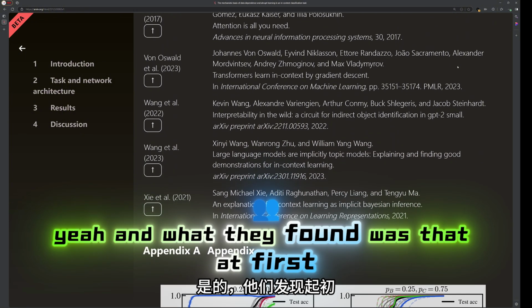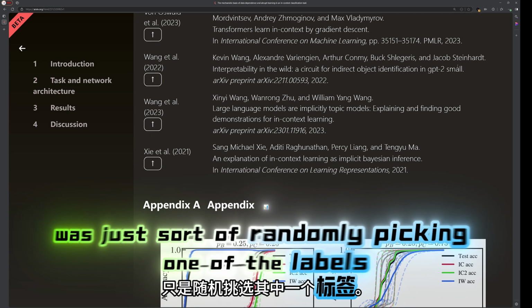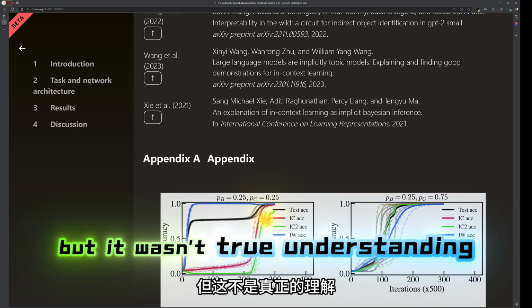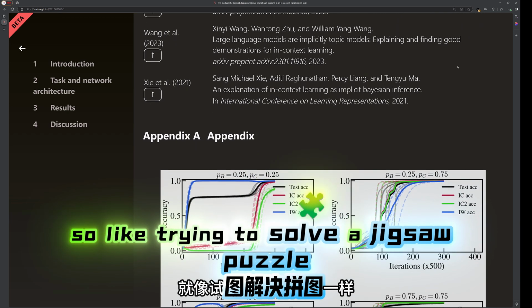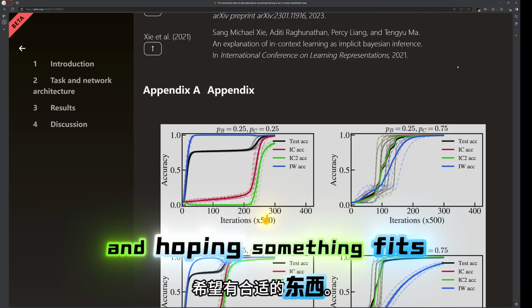Yeah, and what they found was that at first the AI was just sort of randomly picking one of the labels. So it was better than random guessing, but it wasn't true understanding. So like trying to solve a jigsaw puzzle just by randomly putting pieces together, hoping something fits. Exactly.